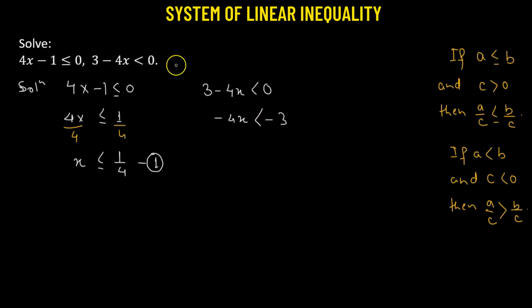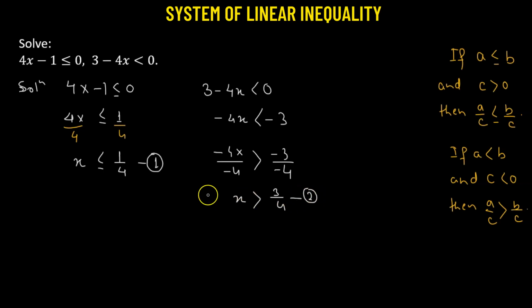So we are going to divide by negative 4. So that means we have negative 4x divided by negative 4. So our inequality will change. So on the right hand side, we have negative 3 divided by negative 4. So this gives us x greater than 3 over 4. Let's label this as number 2.